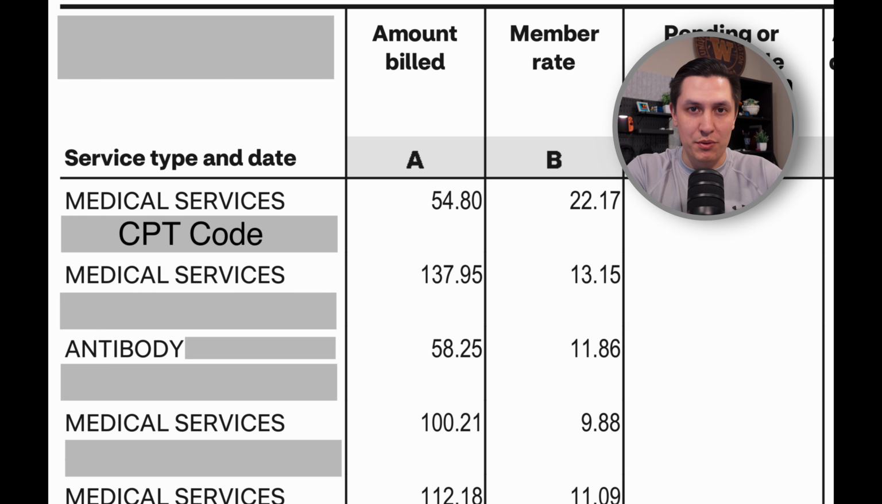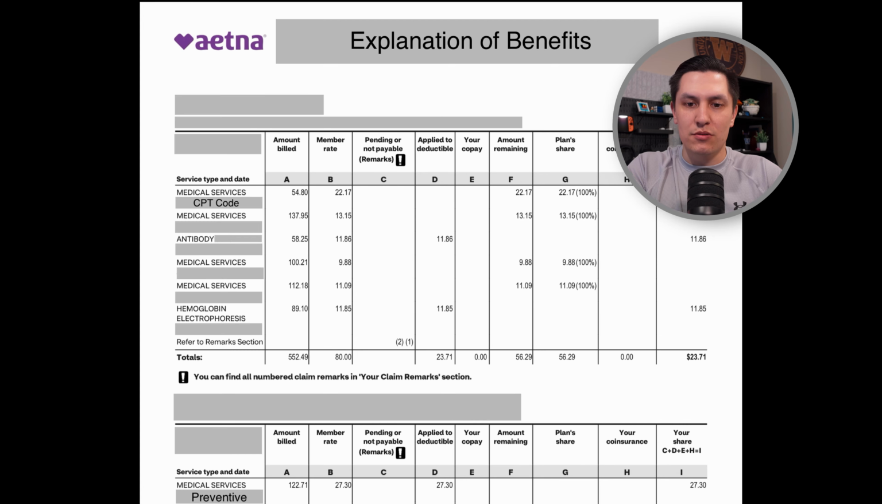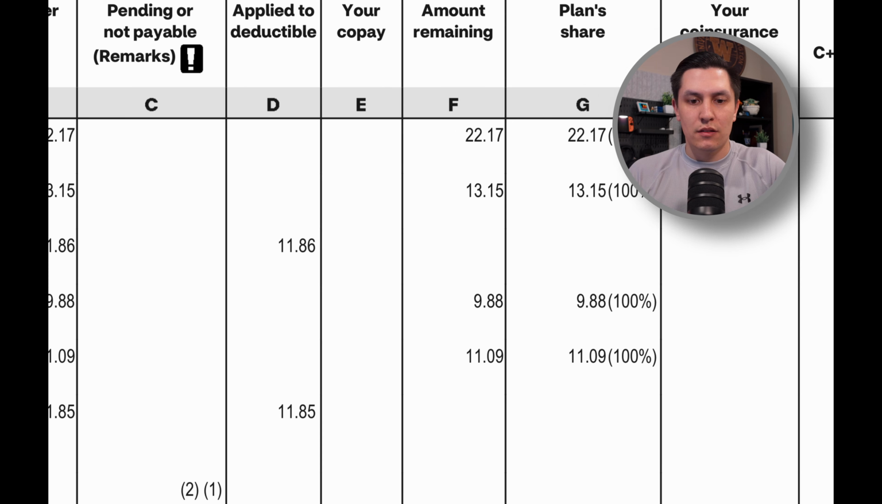But let's get back to this. Now, if we look in the middle section, you'll see how things apply to your plan. So you'll see applied to deductible, you'll see your copay, you'll see amount remaining. A lot of these services in this EOB are preventive. You'll see nothing applied to the deductible, no copay, and then amount remaining is that same member rate. Now, if you go down the lines a few times, you'll see that there's an $1186 applied to the deductible.